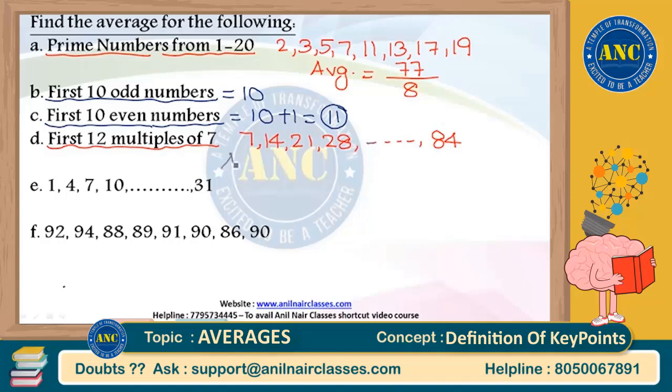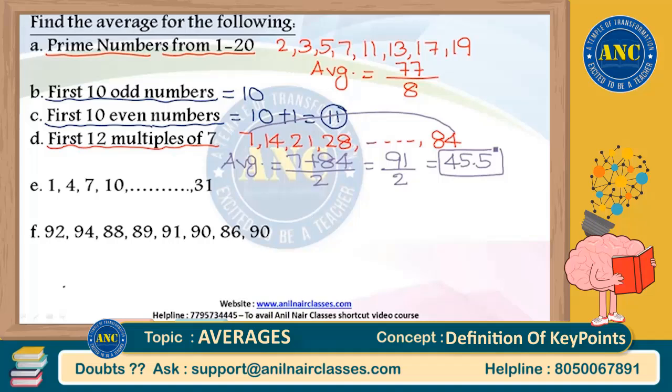For the simple reason that 7, 14, 21, 28, 35, and so on till 84 are all in arithmetic progression. The common difference is the same. The average in an arithmetic progression is the first term plus the last term divided by 2. The answer for this question is 7 plus 84 divided by 2, which is 91 by 2, that is 45.5.